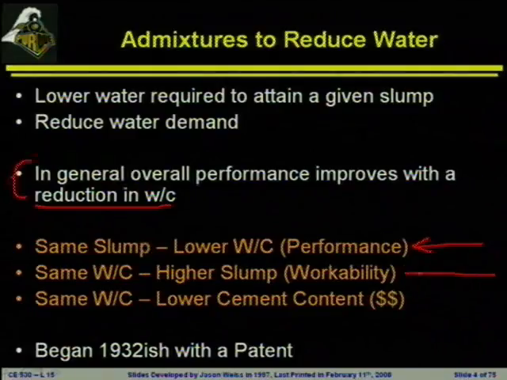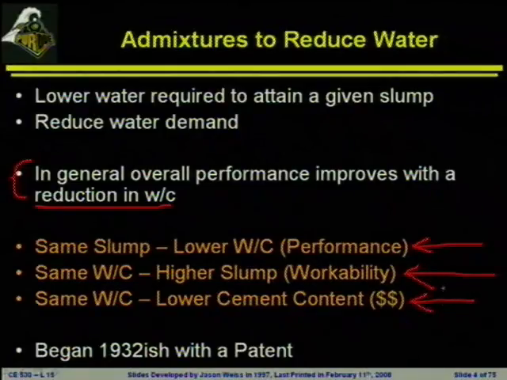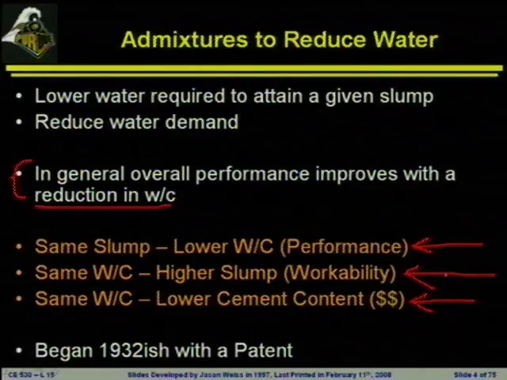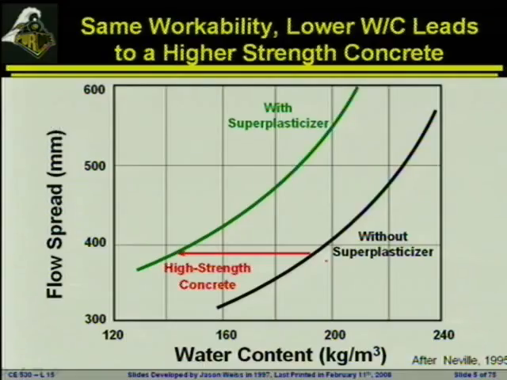We can keep the same water to cement ratio and we will get a higher slump, and that'll make things a little bit easier for workability. And then we'll find out that we could also use the same water to cement ratio, reduce both the water and the cement. And when we reduce the amount of cement in the system, we can save some cash. And that's one of the main reasons that you're going to see people that are interested in using water reducers.